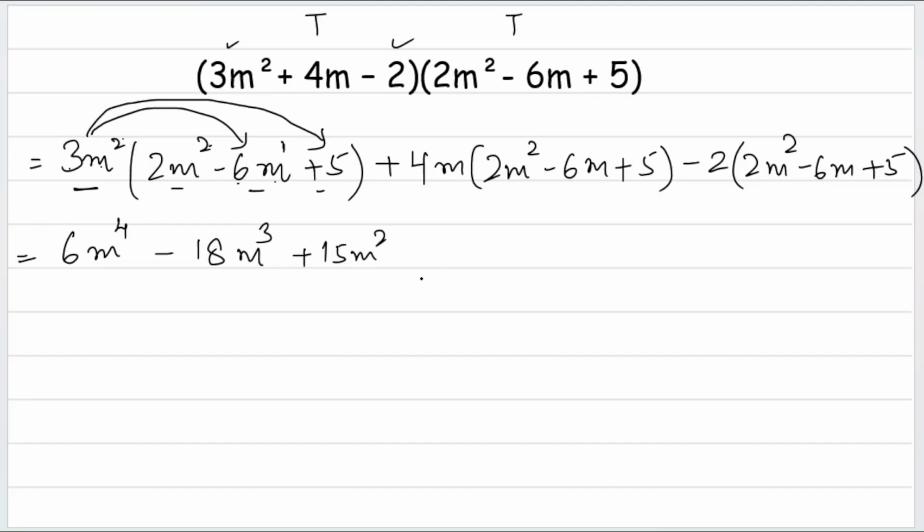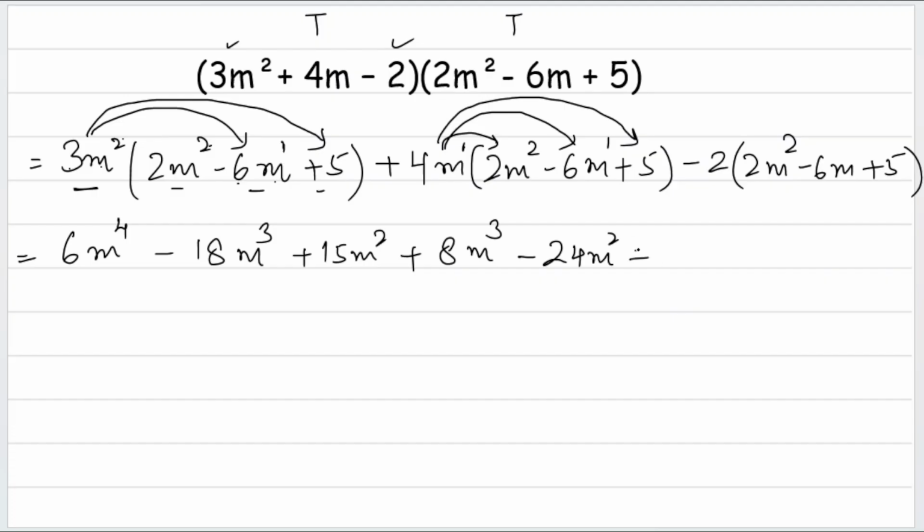So we are done with the first thing. Let's come to the second part. 4m multiplied by 2m square. 4 times 2, 8. M to the exponent 1 and m to the exponent 2 will give me m to the exponent 3. Then multiply this with this. 4 times negative 6 is negative 24 and m square, because here I have 1 and here also I have 1. All right. And now what is left? This 4m is multiplied by 5. So 4 times 5 is 20.